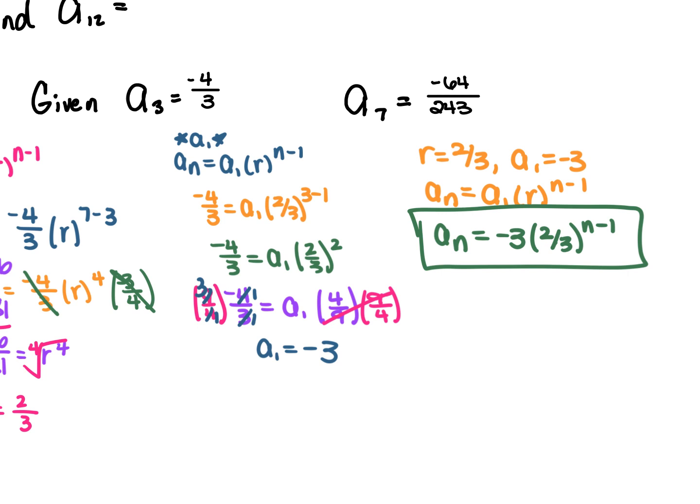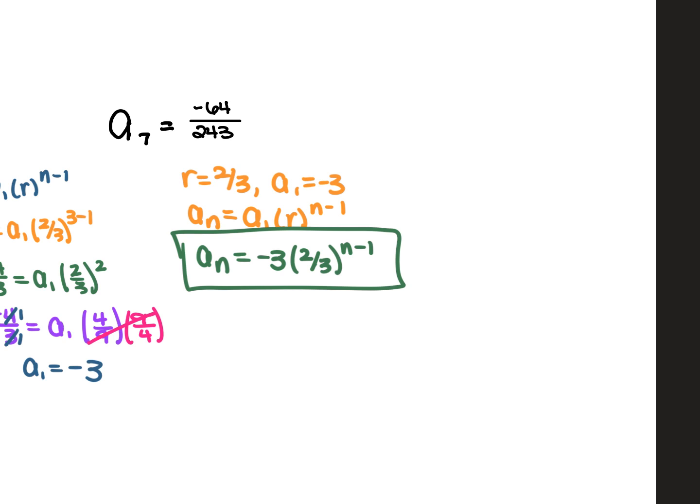The next thing that you're finding is a sub 12. So to find a sub 12, we're going to use negative 3 times 2/3 to the power of 12 minus 1. The 12 minus 1 is 11, so a sub 12 is equal to negative 3 times 2/3 to the power of 11. You have to apply that power to both the numerator and the denominator. So that 2 is going to become 2 to the 11th power. The 3 becomes 3 to the 11th power.